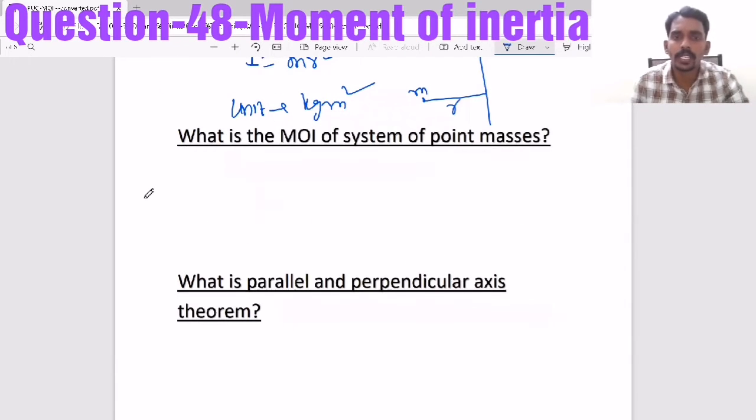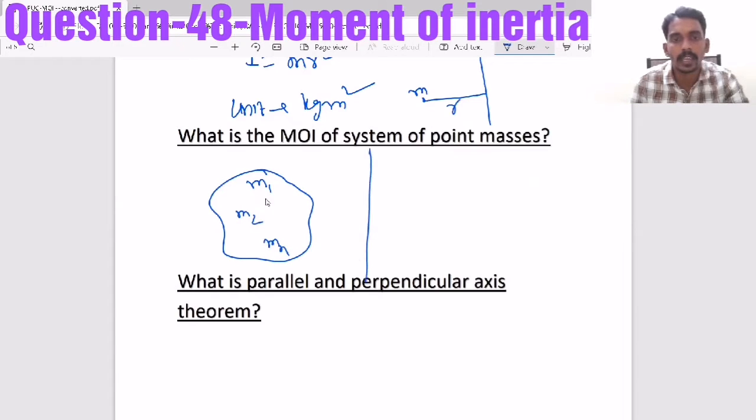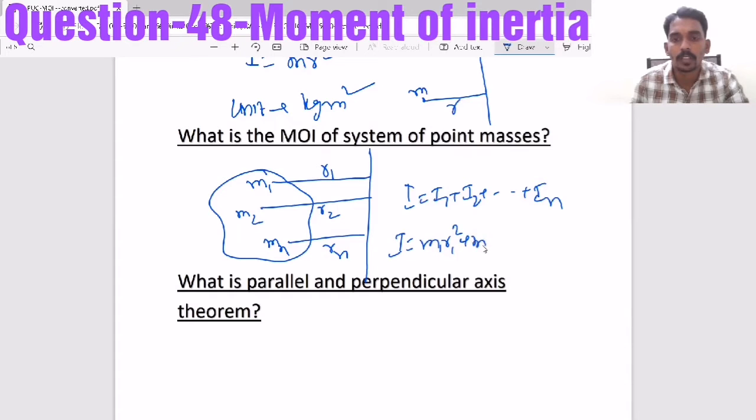Now, what is the moment of inertia of a system of point masses? Suppose there is a system of n number of masses like m1, m2, so on, mn, and this is the axis, like this is r1, this is r2, and this is rn. Then the moment of inertia will become I1 plus I2 plus so on, In. That is m1 r1 square plus m2 r2 square plus so on, mn rn square. So this is the total moment of inertia of the system.